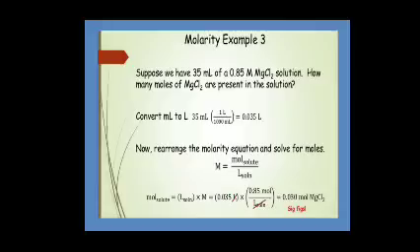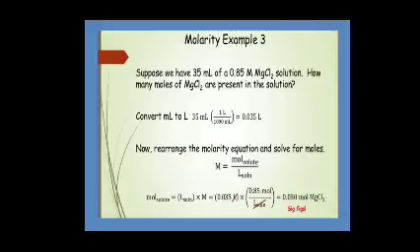35 ml of solution convert to liters. Convert milliliters to liters: 35 ml times 1/1000 is equal to 0.035 liters. Molarity of solution is 0.85 M. Calculate the number of moles, small n, is equal to how much?